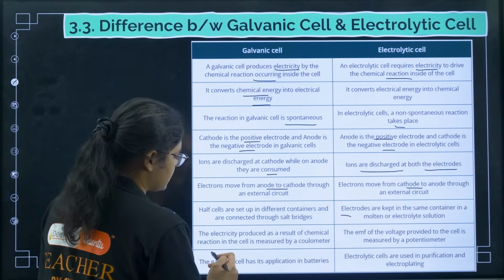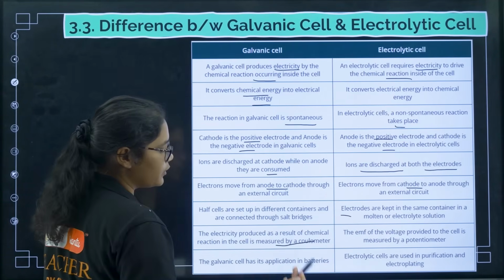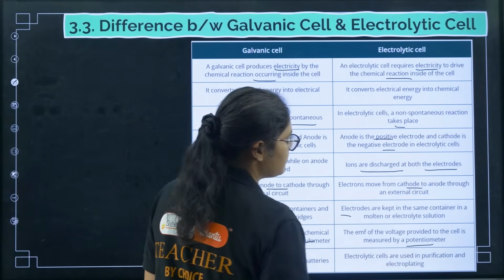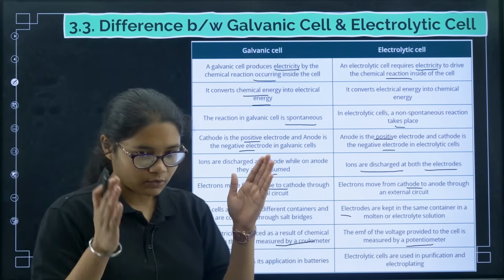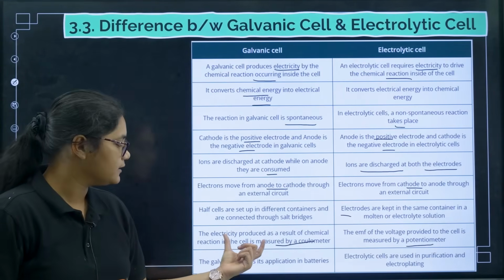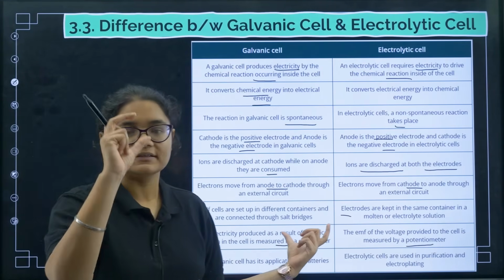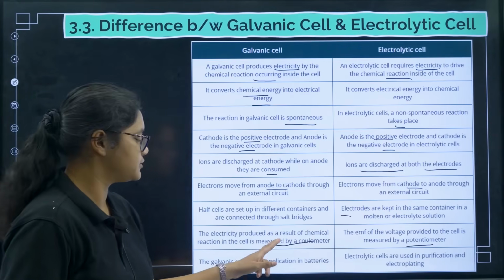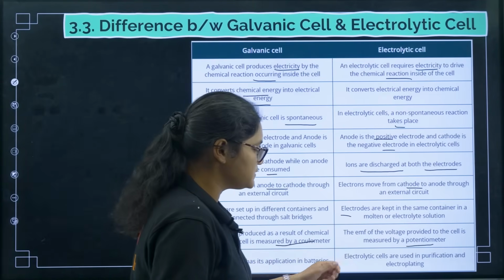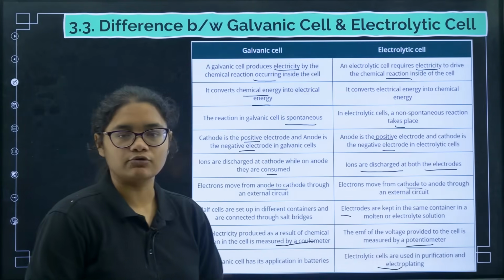Electricity produced as a result of chemical reaction is measured by coulometer. The EMF of the voltage provided to the cell is measured by the potentiometer. Okay, so what voltage you are giving to that particular cell, that is measured by potentiometer, and here due to the chemical reaction what cell EMF has been produced, that is measured by coulometer. The galvanic cell has its applications in batteries. Electrolytic cells are used in electroplating.